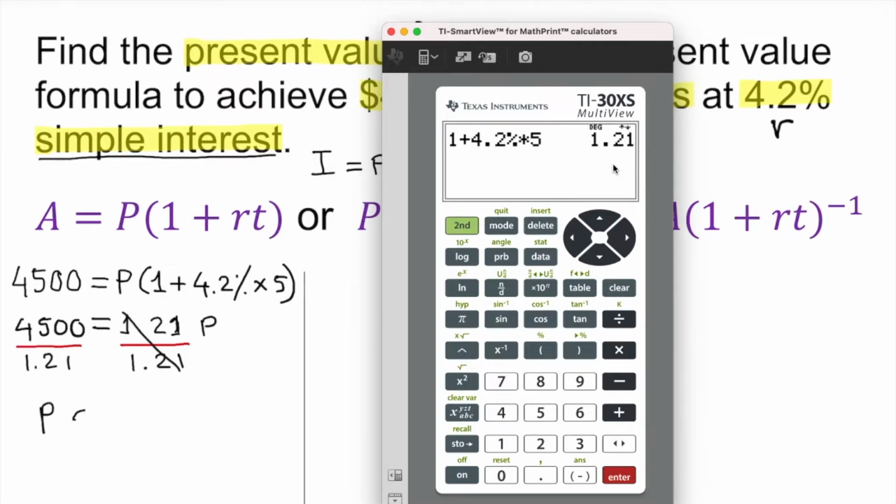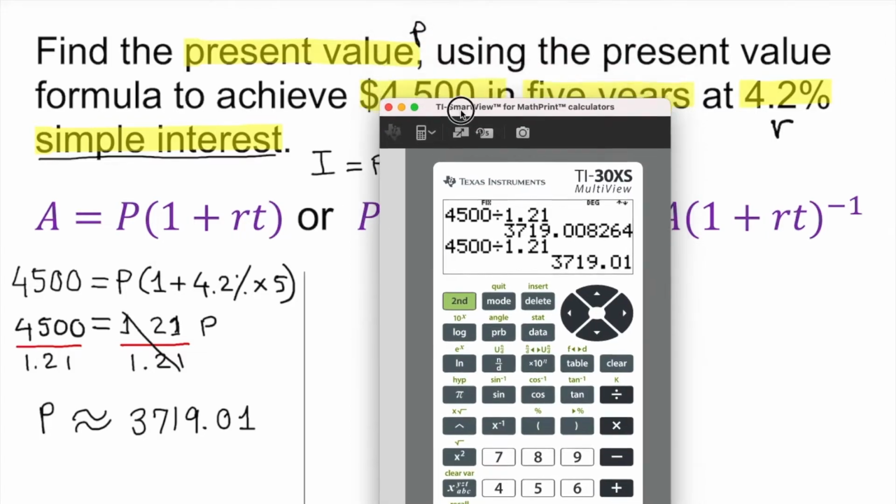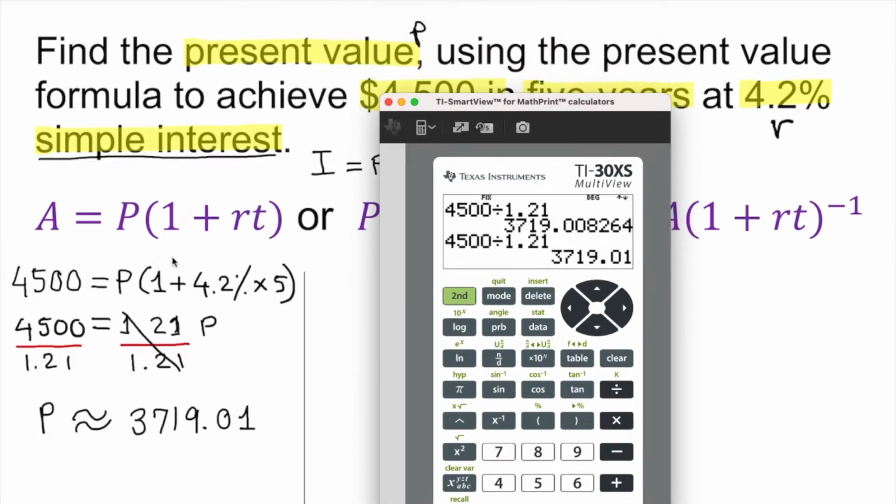So P is approximately 4,500 divided by 1.21. That is 3719.01. We can round it here: Mode, go to Float, and choose number 2, for money, the hundredths place. Enter. Then I have to get rid of this screen. Press clear, enter again. This is what it exactly looks like. Now we can find the present value by using the future value formula. Nothing wrong with it actually.